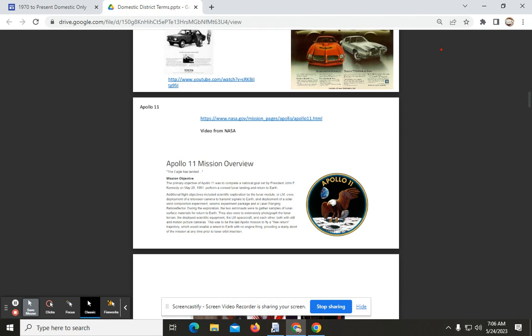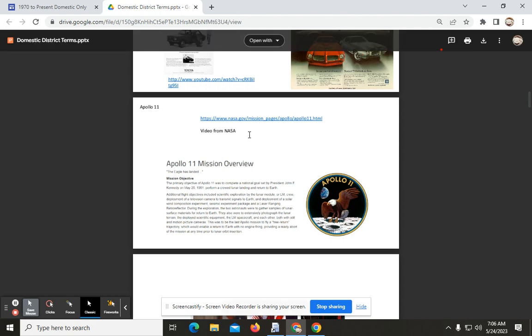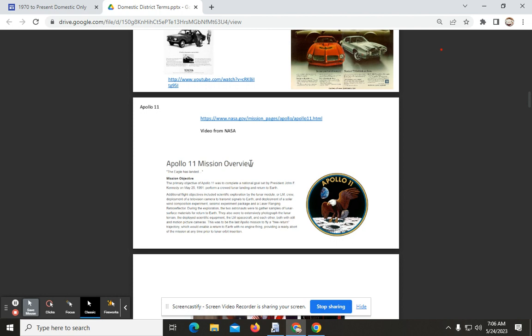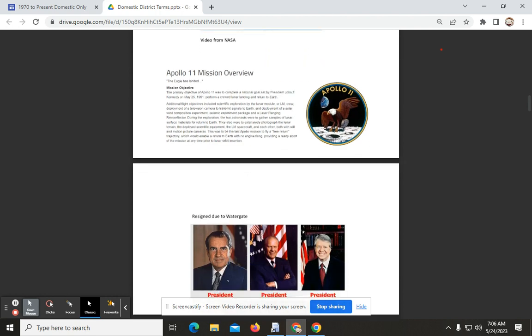Japanese car manufacturers playing a role in the American auto industry. Apollo 11 really an issue from the late 60s, where the United States gets human beings landed on the moon. And this leads to the end of the space race, acknowledging that the United States won. If you remember, Kennedy made the promise to get someone to the moon.